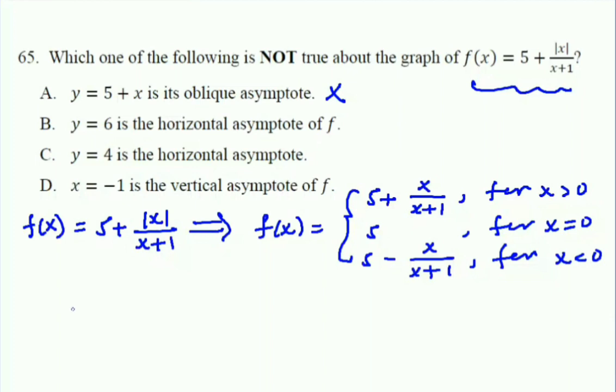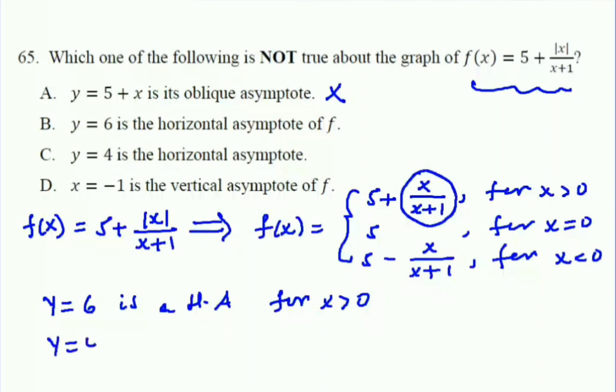For example, y equals 6 is definitely a horizontal asymptote. If you want to know how this becomes a horizontal asymptote, calculate the limit of this function. The limit is 1, and 1 plus 5 is 6. So for x greater than 0, the horizontal asymptote is 6. Similarly, y equals 4 is a horizontal asymptote for x less than 0. You can calculate the limit of this function as x goes to infinity. It becomes 1, and 5 minus 1 is 4. Therefore, y equals 4 is a horizontal asymptote. So this is true, this is true.